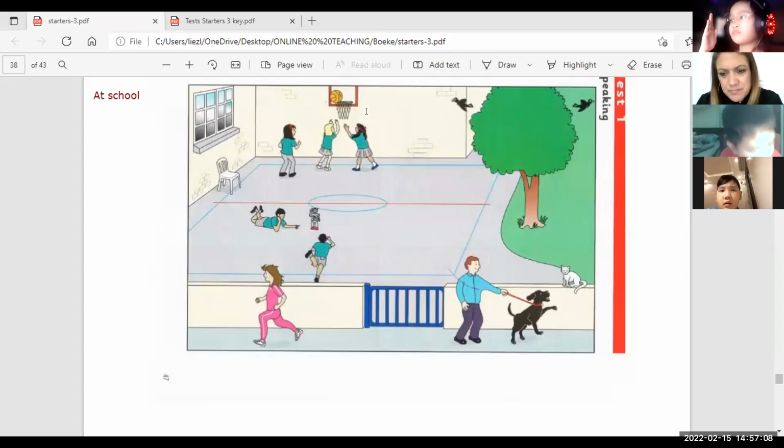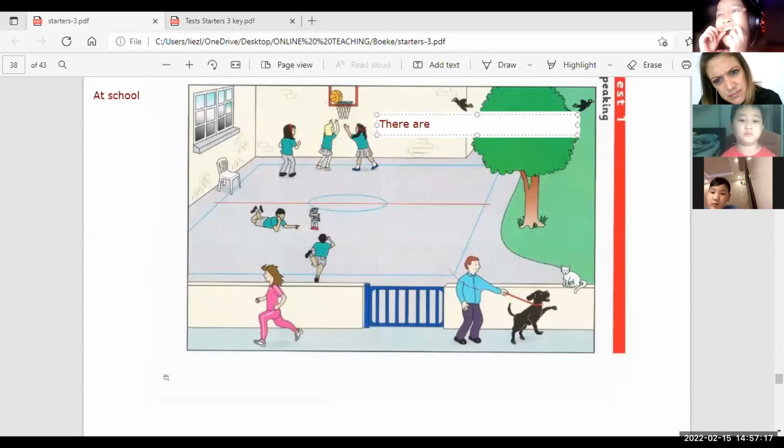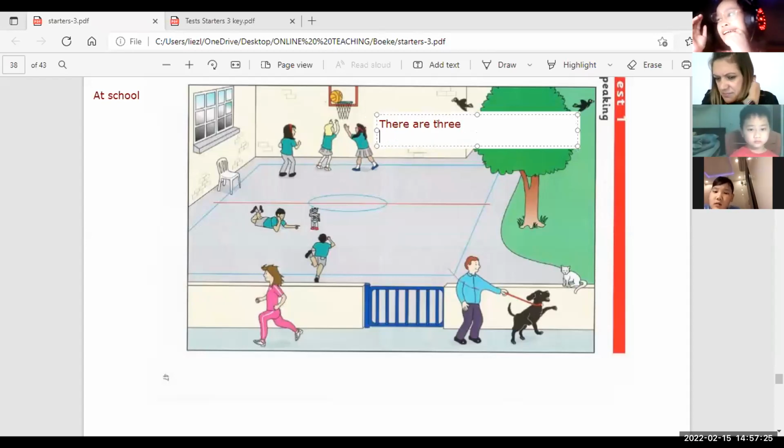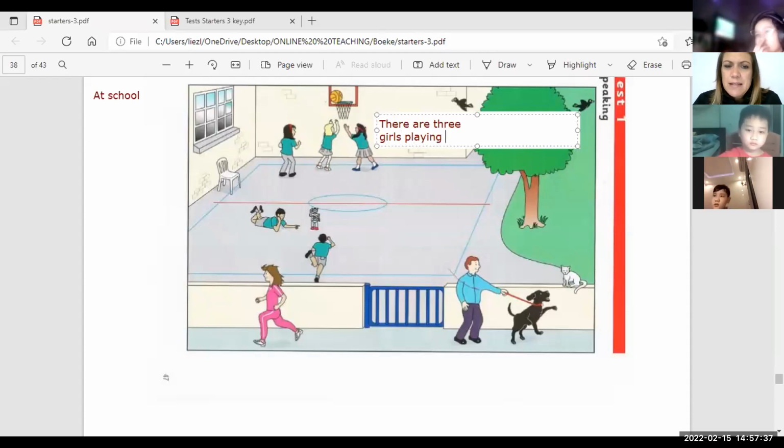Okay, now how many girls can you see, Tai? How many girls can you see, Tai? The girl, right. I can't hear, Tai. Say again. Tai, try. The girl is running. Okay, there are three girls playing basketball. Can you say that, Tai? Yes. Okay, there. The girl playing badminton. No, sweetie, they're not playing badminton. Read the sentence. There are three girls playing basketball. Can you read that time? There are three girls playing badminton.